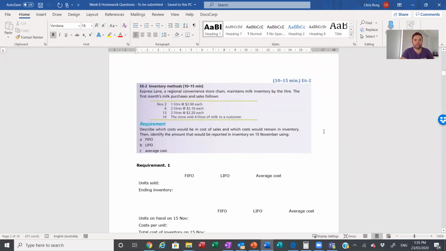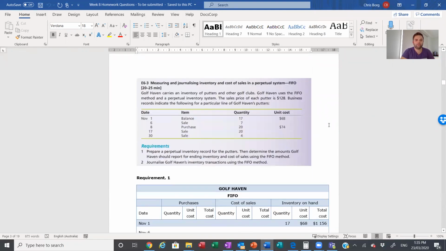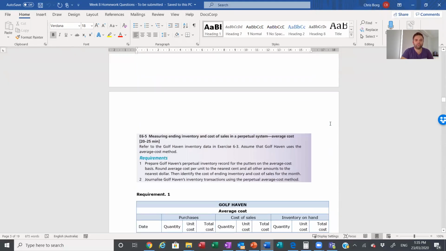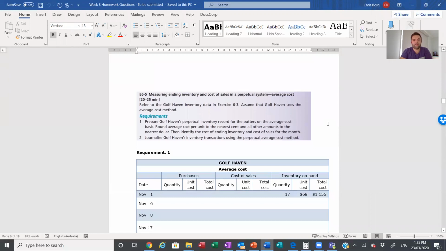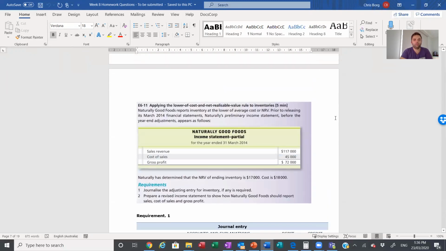Inventory methods, again, comparing the FIFO, LIFO, and average cost methods. Then 6-3, measuring and journalising inventory and cost of sales in a perpetual system using the FIFO method, and then journalising those. Same again, using the average cost method. Again, we've given you the templates for both that and the journals.